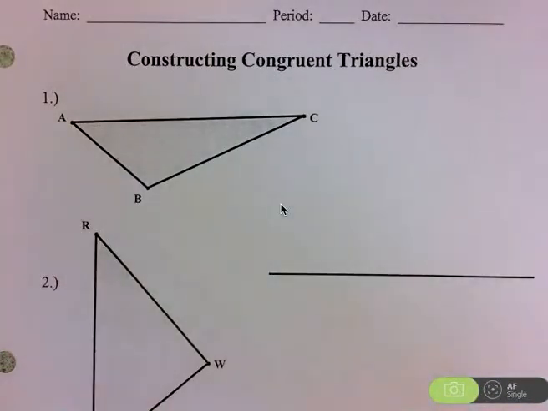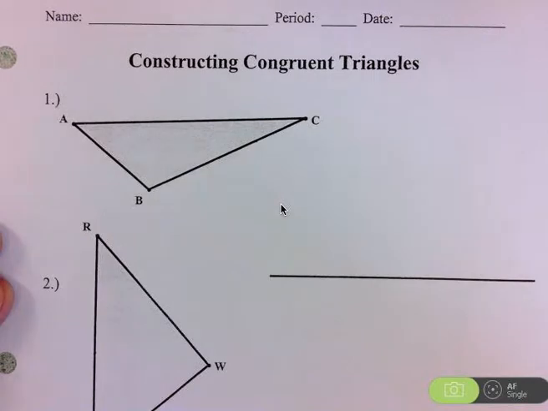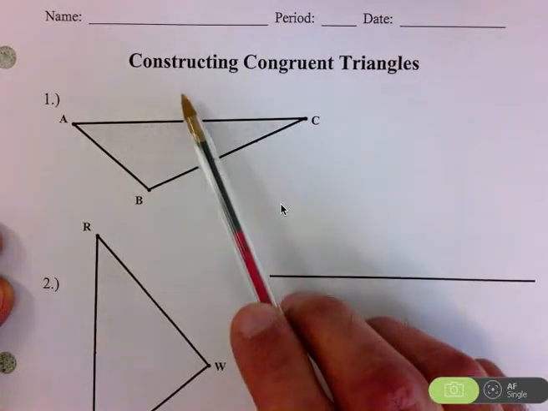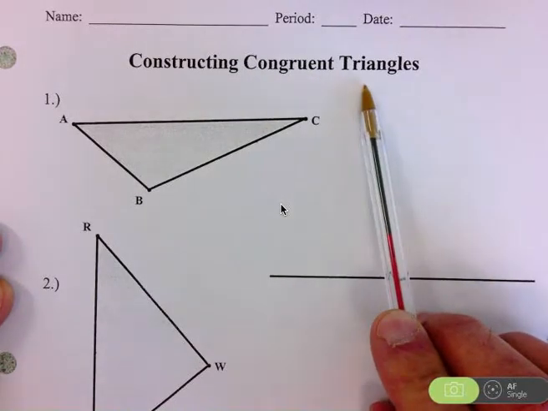Guys, there are 4 practice proofs that I'm going to have you work on before you take your quiz today. So if you would find your Constructing Congruent Triangles handout, we took some time to construct side, side, side, side, angle, side, and angle, side, angle.